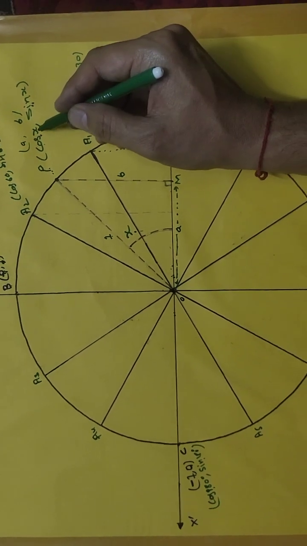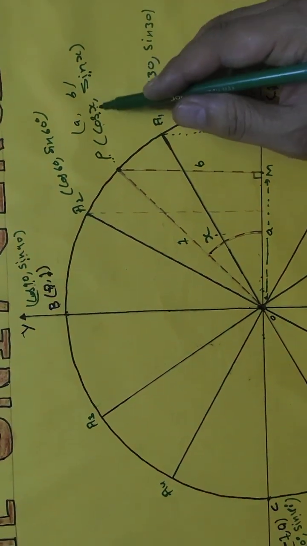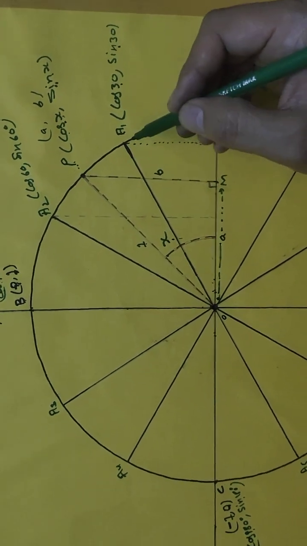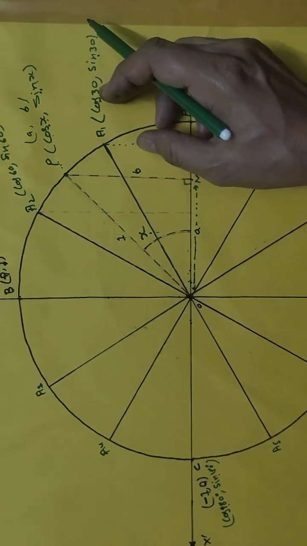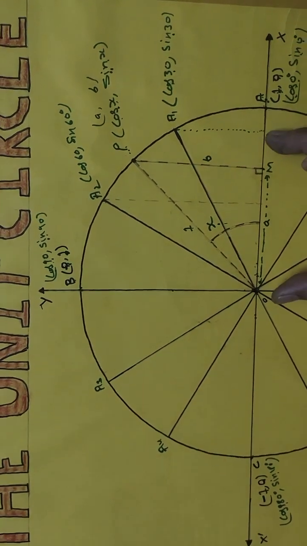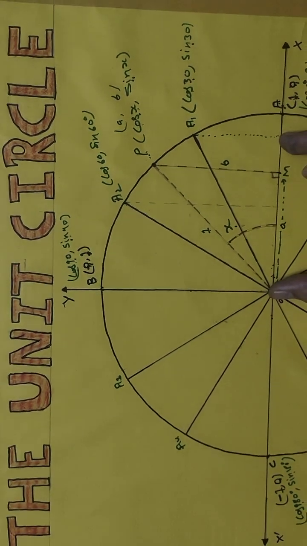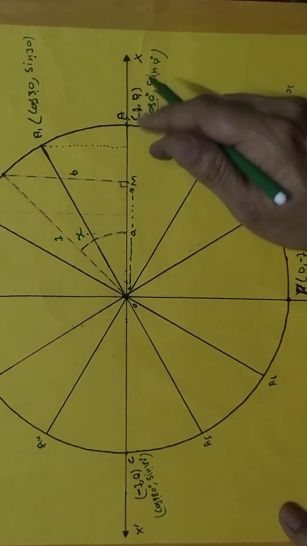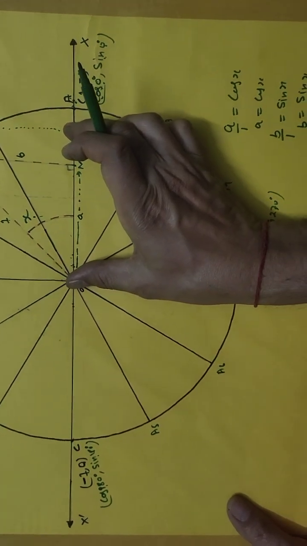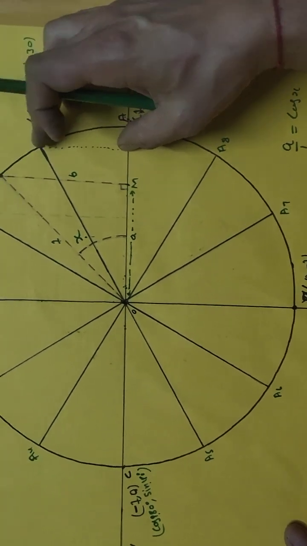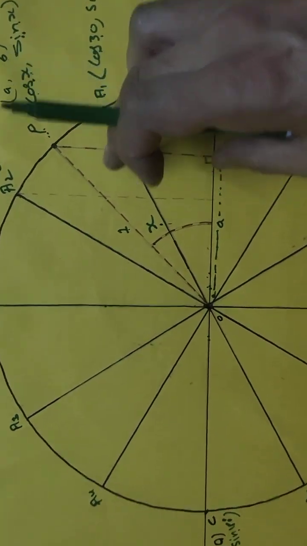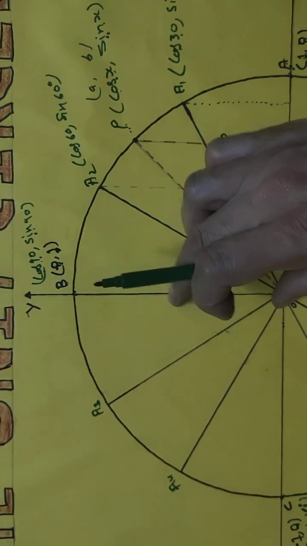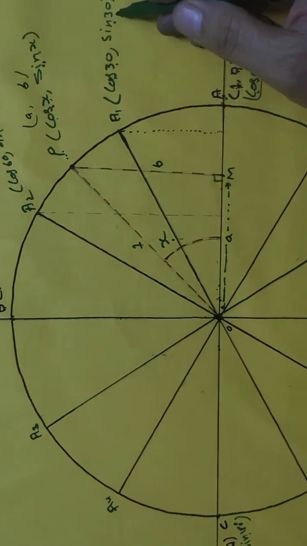Suppose x is 30 degree, that is cos 30 and sine 30. So from here you can find the value of cos 30. Cos 30 means you can measure this distance, x coordinate. So this distance is cos 30. After measuring, because this total length is 1, this distance becomes cos 30, and this distance, height, becomes sine 30. You can observe this height is almost 1 by 2, half of this total. So it means sine 30 is 1 by 2.